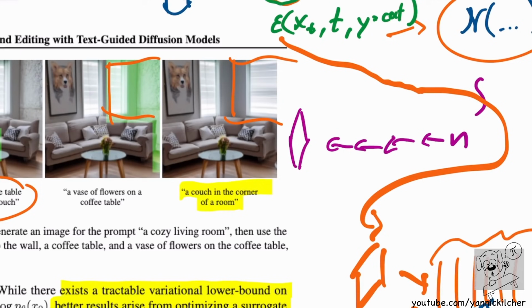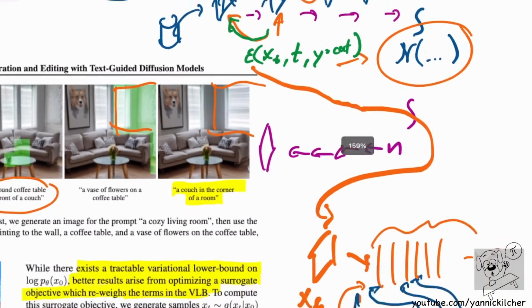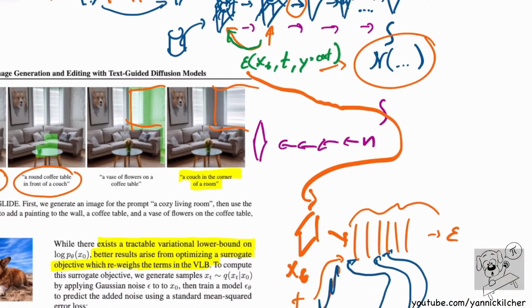And ultimately, that's going to unlock the capability that we can input a text at the very beginning, and then the model guided by this text will produce a living room, a couch in the corner of a room. So now, is this enough? And the answer is not yet.